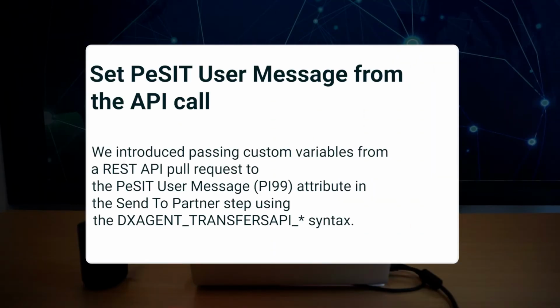We introduced passing custom variables from a REST API pull request to the PeSIT User Message attribute in the Send to Partner step using the DXAgent Transfers API syntax.